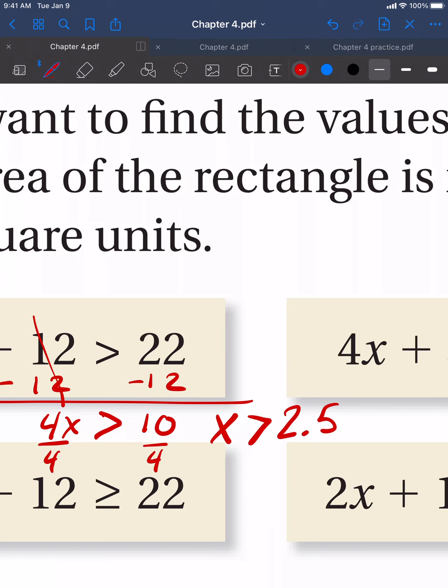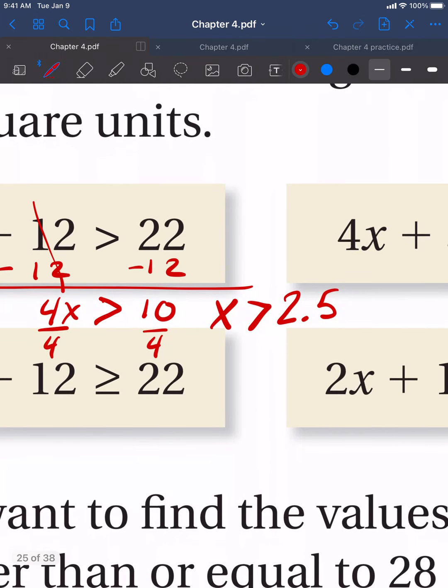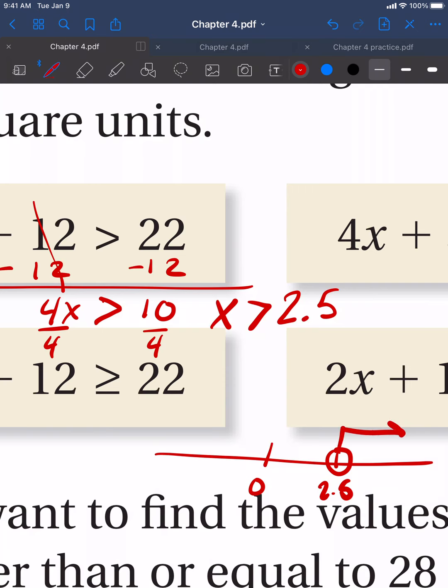Once I have my variable all by itself, now can I graph it? Yes. You cannot graph this if you still have numbers next to your variable, and that's what a lot of people did during the quiz. Okay? How would I graph this? Open circle at 2.5. Okay, so I'll go to 2.5, open circle. X is bigger. Going to the right. Very good. Okay?